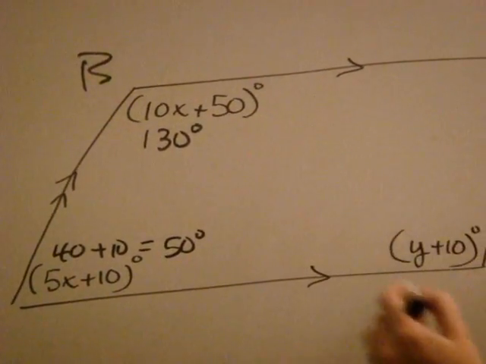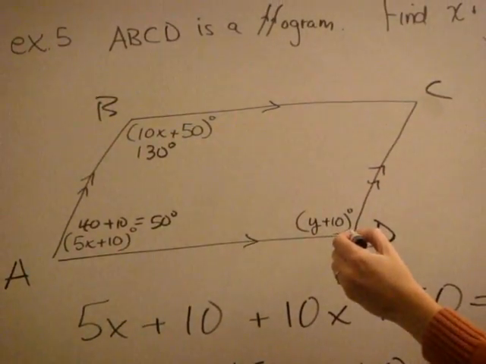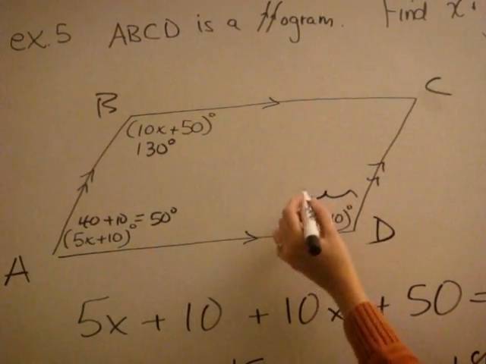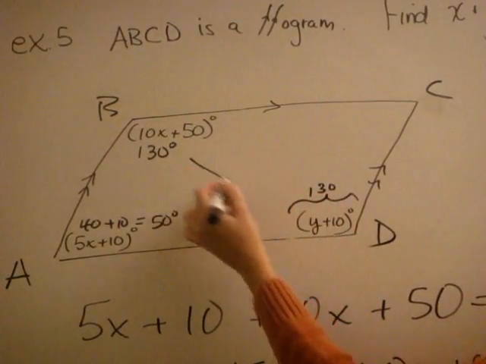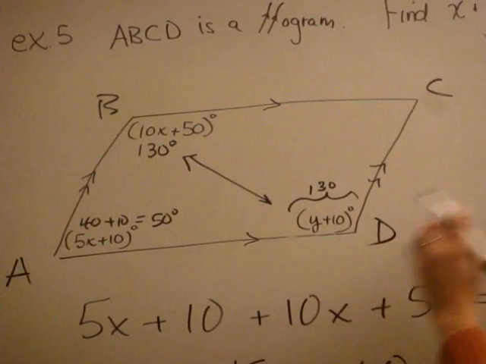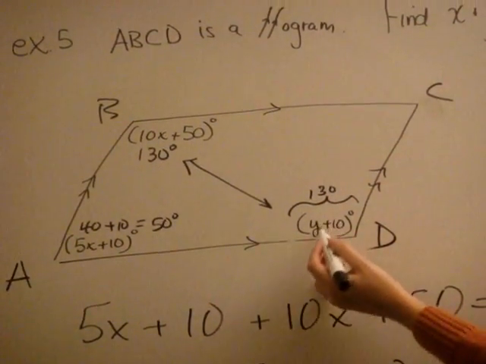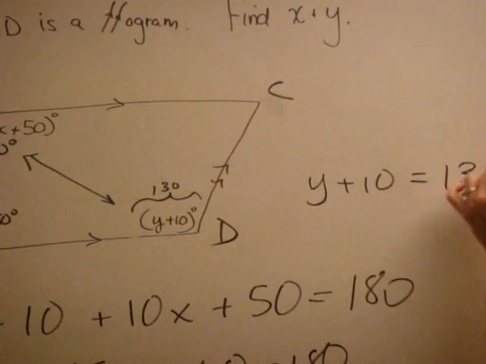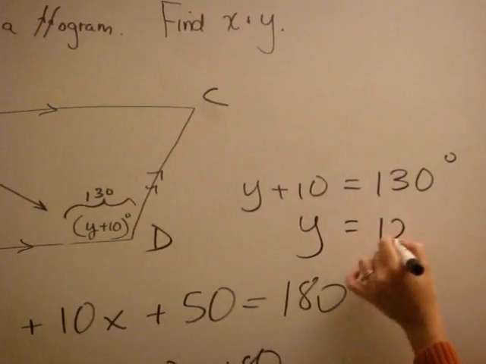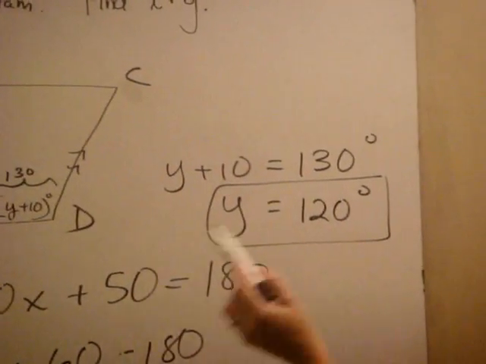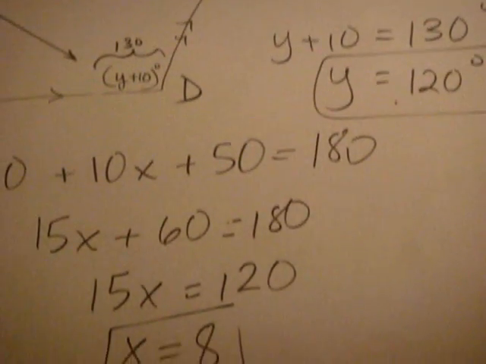Now we need to figure out what y is. The other property of a parallelogram is the opposite angles are equal. So we know that this, down here, this whole thing equals 130. It's the same as this one. They're the same. But what we want is y. We don't just want what the angle is equal to, we want what y is equal to. So we would get y plus 10 is equal to 130, and y is going to equal 120 degrees. So we have our x, and we have our y, and that's all there is to parallelograms.